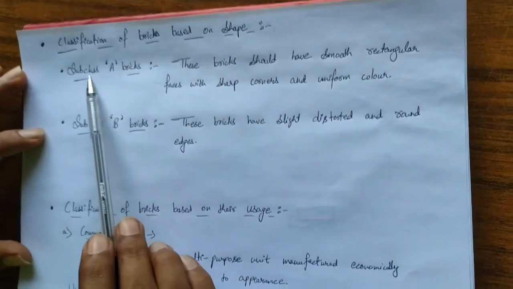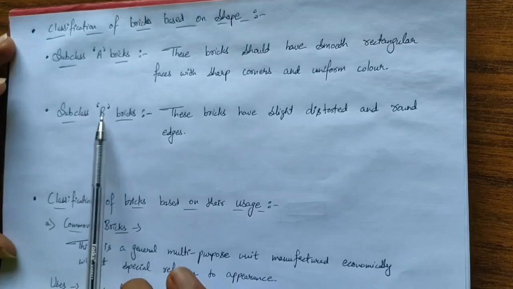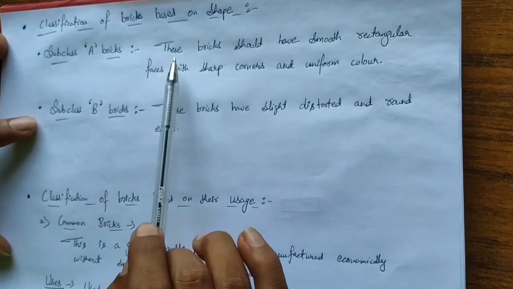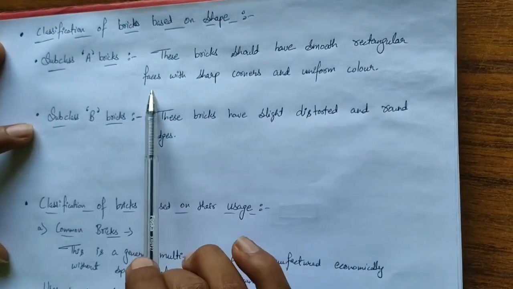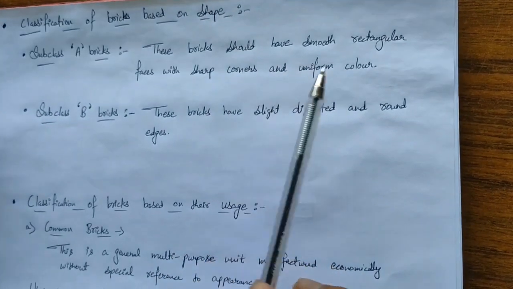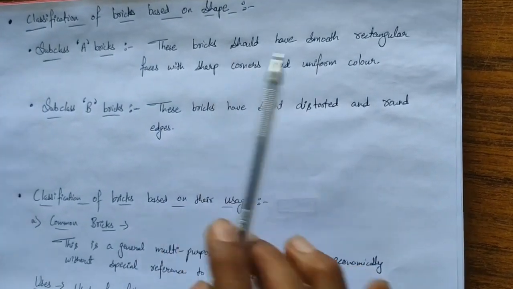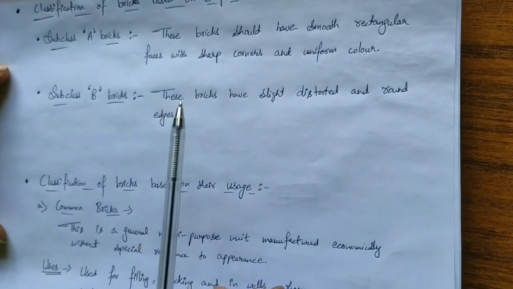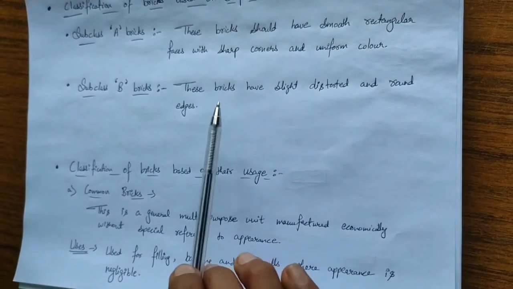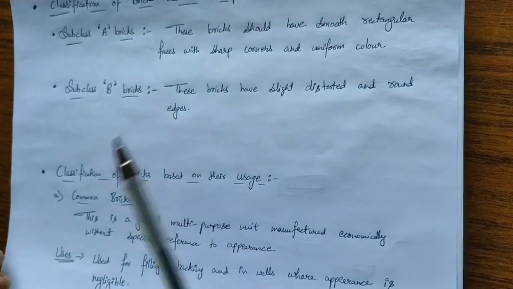So another classification is based on shape. Based on shape, there are two major classifications: class A brick and class B brick. Class A bricks should have smooth rectangular faces with sharp corners and uniform color. So they are perfect in color, they are symmetric, they have rectangular faces and sharp corners, and they have uniform color. Class B bricks have slightly distorted and round edges. They are not as rectangular or sharp as compared to A bricks.